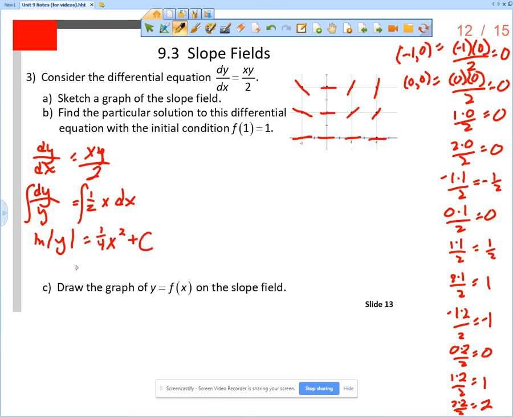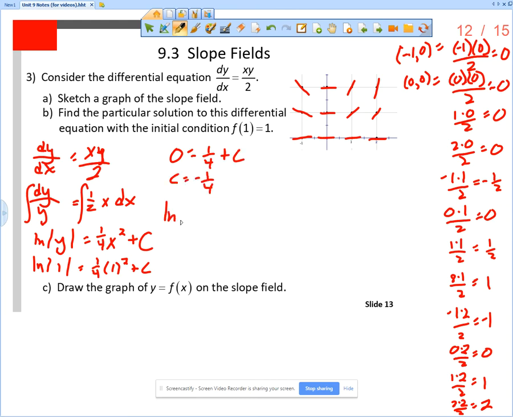All right, so now f of 1 is 1. So natural log of the absolute value of 1 equals 1 fourth times 1 squared plus c. All right, natural log of the absolute value of 1. So that's just the natural log of 1, right? So what is the natural log of 1? The natural log of 1 is 0. So 0 equals 1 fourth plus c. So c is equal to negative 1 fourth.